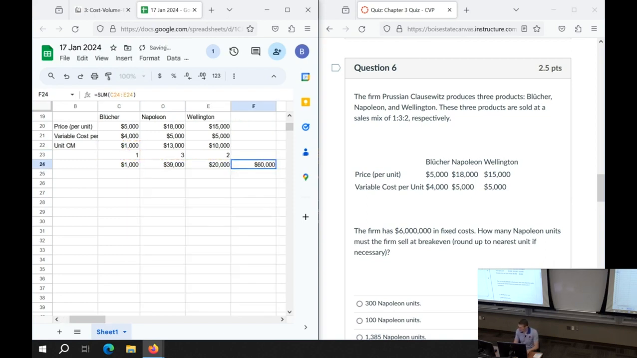We're going to sum that. Okay, so because we sell only 1 Blücher per Waterloo, per composite unit, each composite unit gives us $1,000 from that. We sell 3 of the $13,000 contribution margin Napoleons, so that gives us $39,000 contribution margin from the Napoleons in each bundle, each composite unit, and $10,000 per Wellington times 2 Wellingtons in the bundle gives us $20,000 of contribution from Wellingtons in the bundle. So we end up with a total of $60,000 of contribution from the overall bundle for each bundle that we sell. And now we can act like that's our unit of sale.